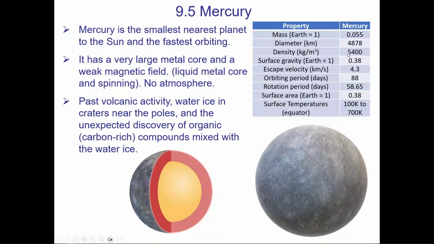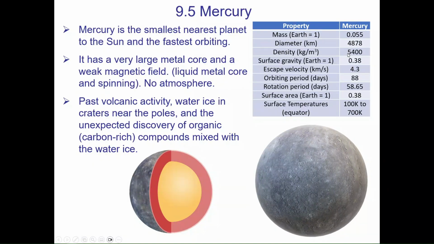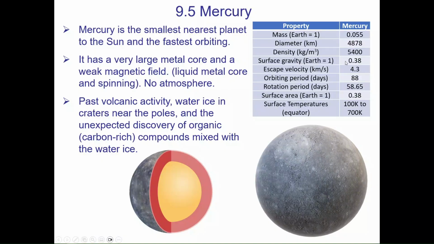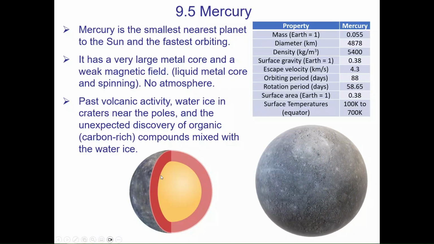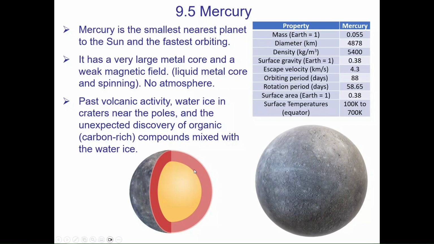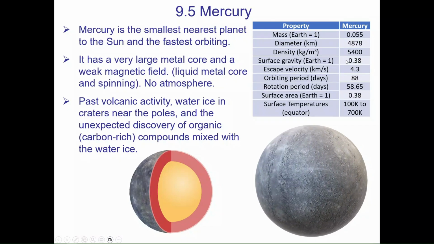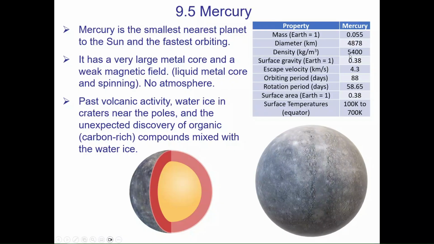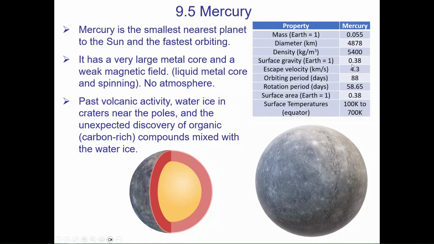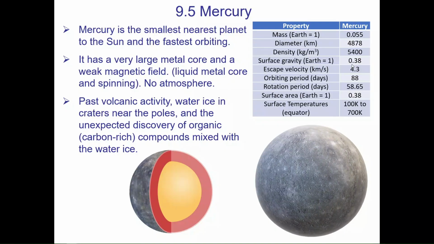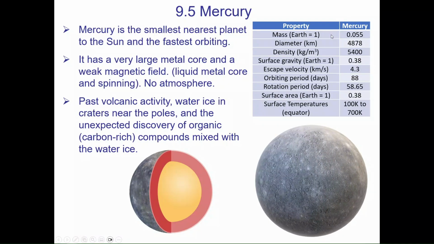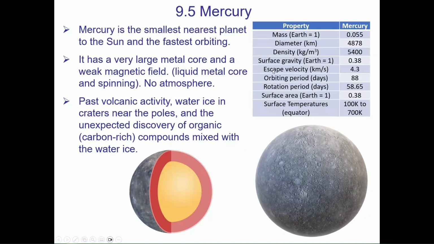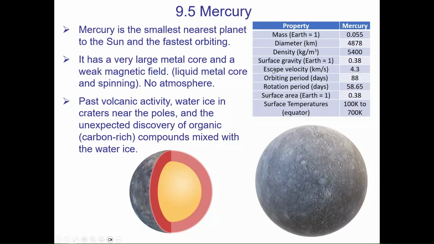However, the density is very close to the Earth, which is over 5,000 kilograms per meter cubed, which also indicates Mercury actually has a significant part of iron core, because rocky material cannot have such high density. Surface gravity is a little bit less than half of the Earth because of its smaller size and less mass, and therefore it's also easier to escape from Mercury's gravitational pull.